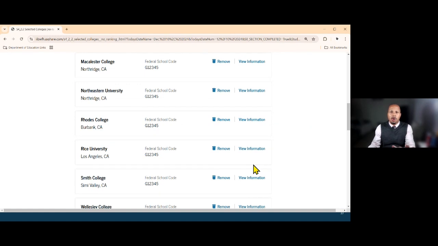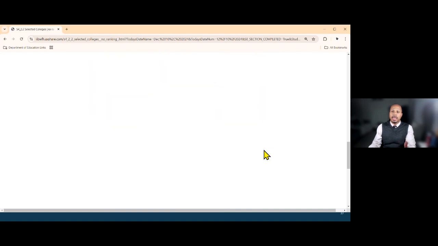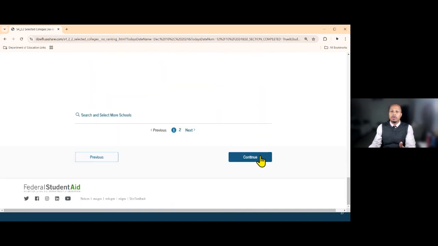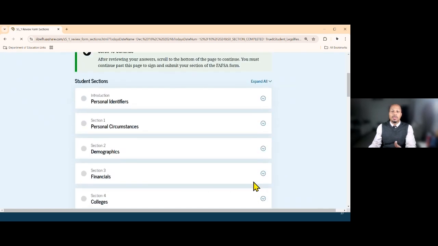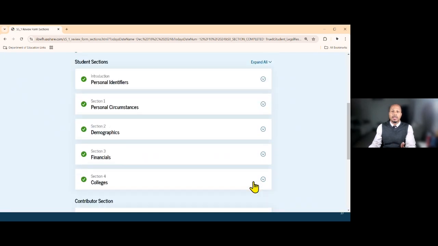Now the student is just going to check their list. They're going to make sure that everything is correct, and that all of the schools that they want to receive their information are on that list. And if it is, they're just going to go ahead and scroll all the way down to the bottom and hit continue. And now they're ready to sign their form.